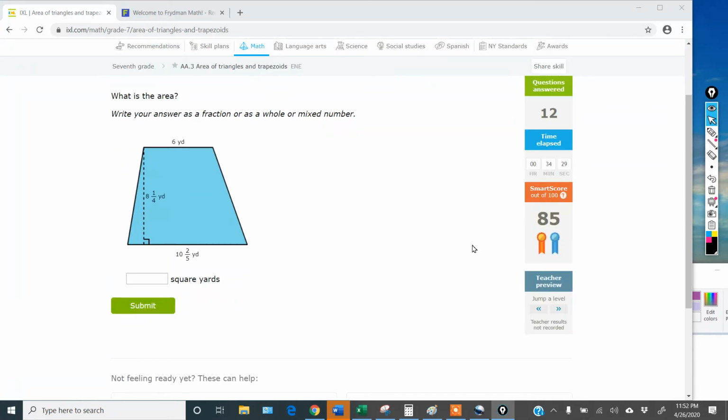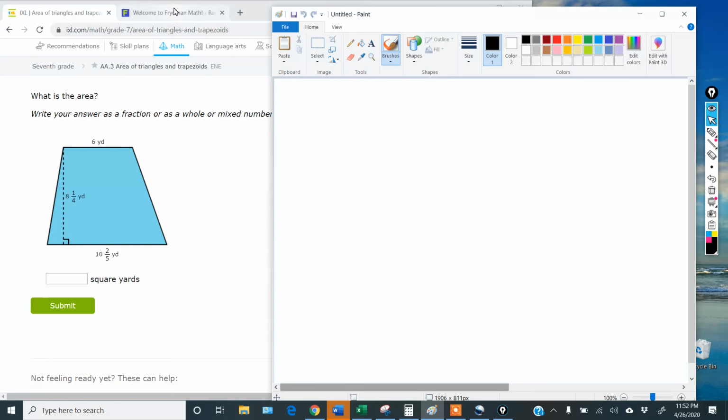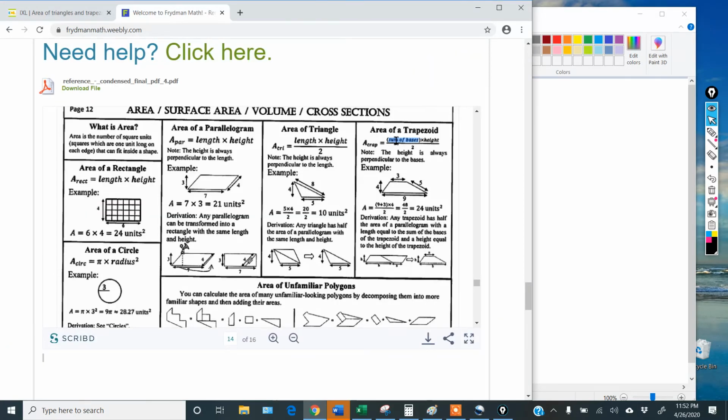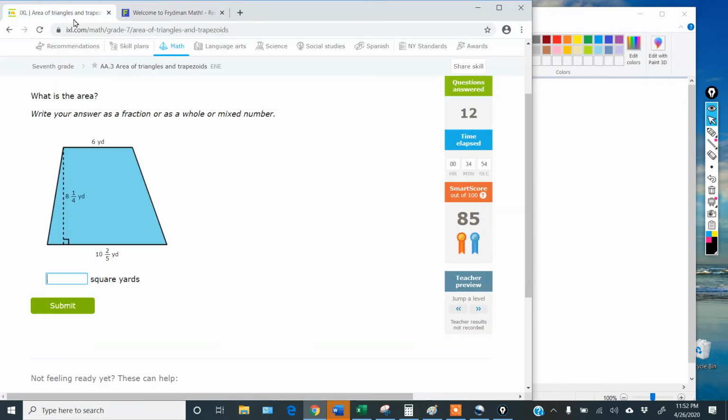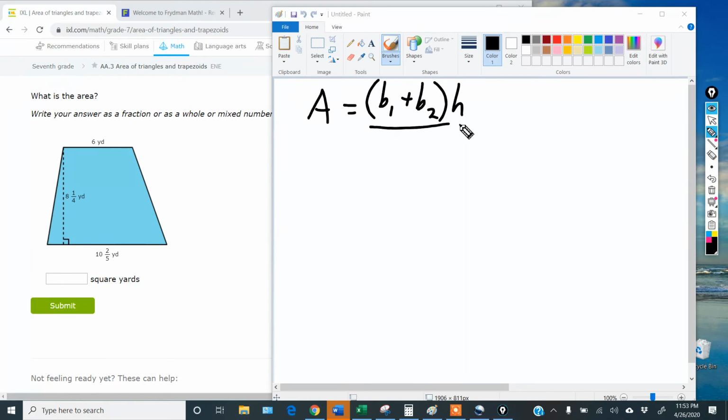Oh boy. Okay, so let's find the area of this trapezoid. And in order to do that, we're going to have to be multiplying a whole bunch of mixed numbers together. Okay. So let's remind ourselves that the area of a trapezoid is the sum of the bases times the height divided by 2. So let's write that over here. The area of a trapezoid is base 1 plus base 2 times the height divided by 2.